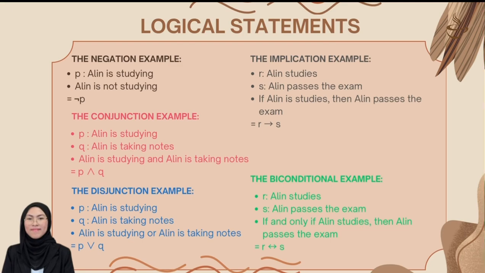If statement R is false and statement S is also false, then the logical statement is also true. Otherwise, the logical statement is false. Like if one of the statements is different, like statement R is true but statement S is false, the logical statement will automatically be false.